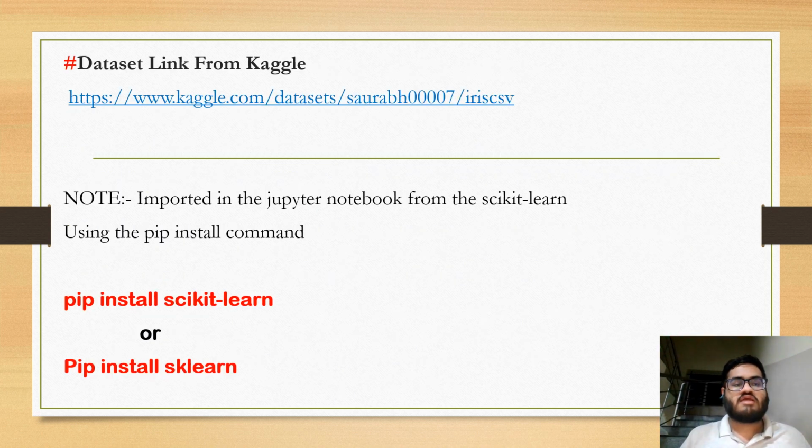Now here are the useful links which will lead you to the dataset from where we have taken the iris dataset. One important note here is that we first imported from the scikit-learn platform, which contains some simple algorithms to be solved using machine learning. For doing that, we use the pip install command, either in the command window or in the Jupyter notebook itself after installing the Jupyter notebook. The command is pip install scikit-learn or pip install sklearn, which is one and the same.